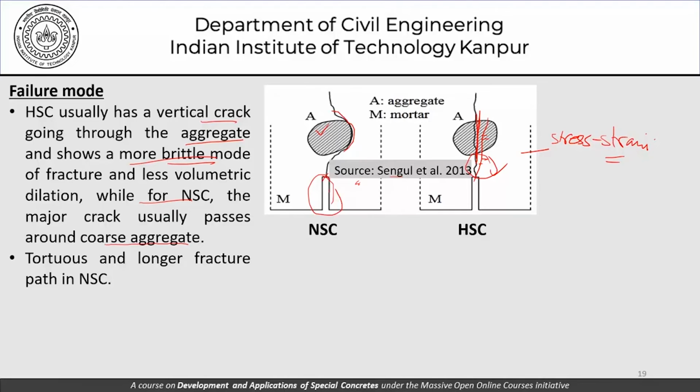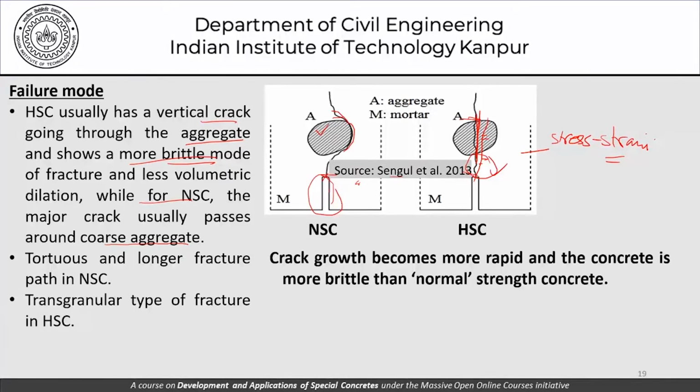In the case of normal strength concrete, the same thing is being explained or expressed differently. The crack path is tortuous, more tortuous I should say, and a longer fracture path than in the case of high strength concrete. So you can imagine that the path from here to here is much straighter compared to the same path in the case of normal strength concretes.